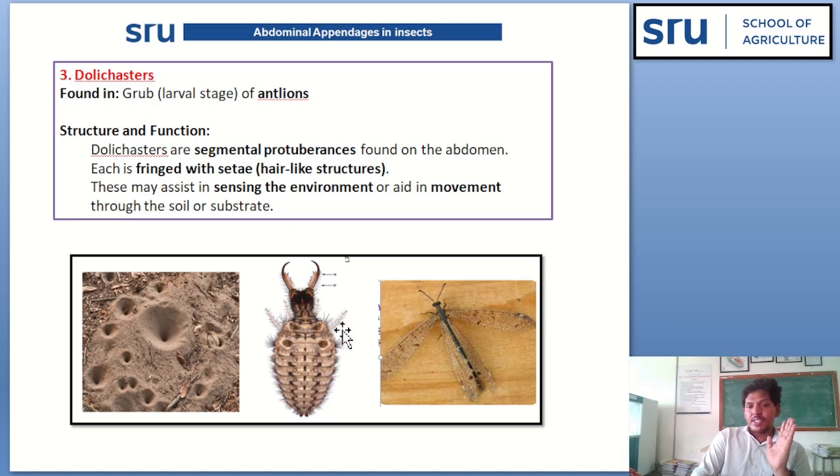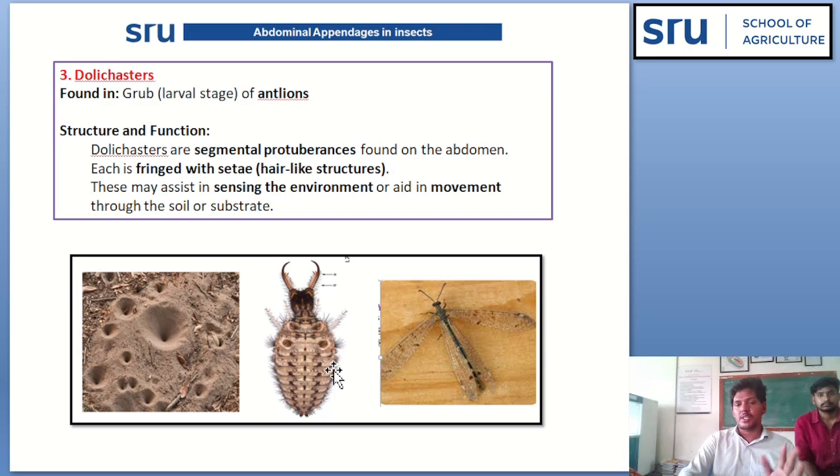Each is fringed with setae. Each protuberance is fringed with hair-like structures. They may assist in sensing the environment. So they can sense the environment by using these dolichasters, and they also help in movement of this insect through the soil or substrate.